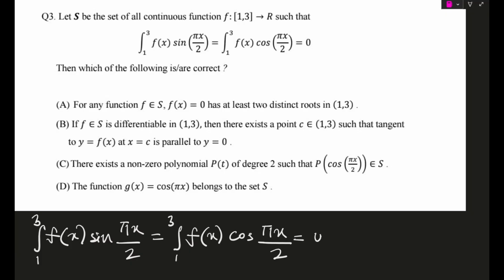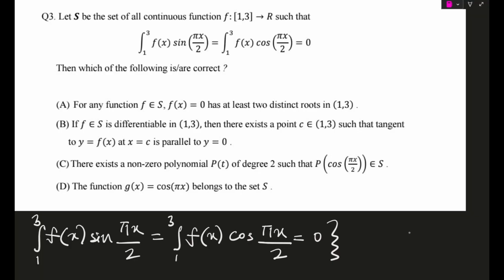Now there is a point here. All of you know that when we integrate an expression and want to represent that in a graph, we are trying to represent the area of that particular curve, or rather the area of that particular function. Here it is given that f of x multiplied by sine pi x by 2 and f of x multiplied by cos pi x by 2 have area 0 between 1 to 3. Now, if the area is 0, then there can be two scenarios.